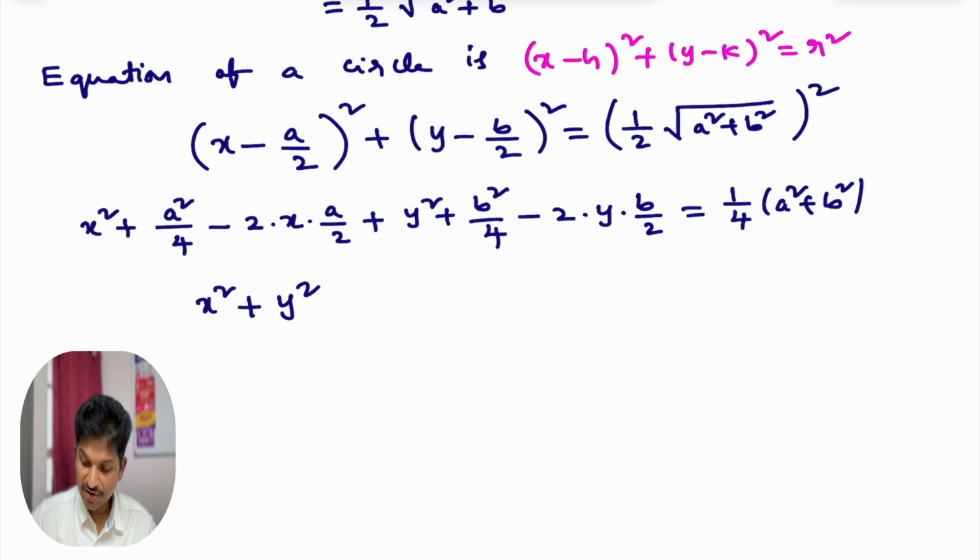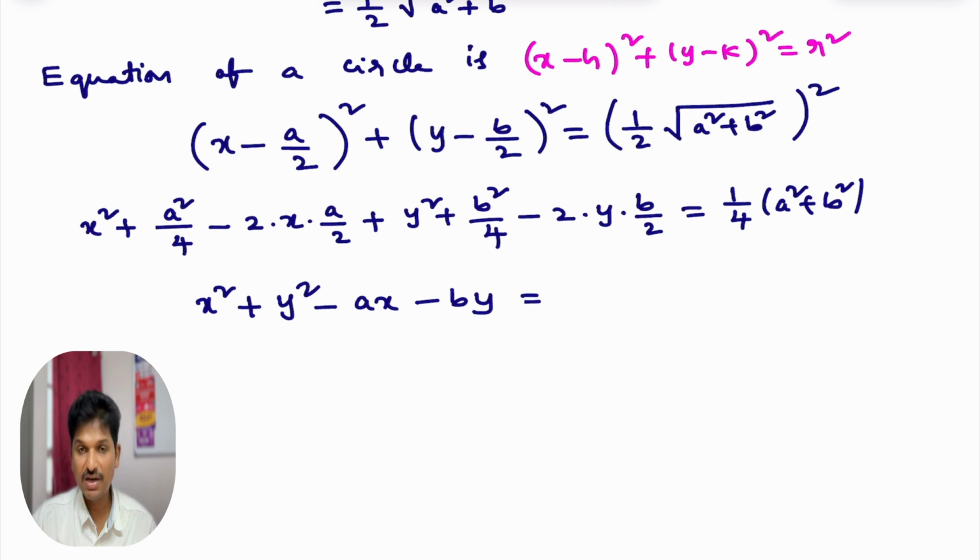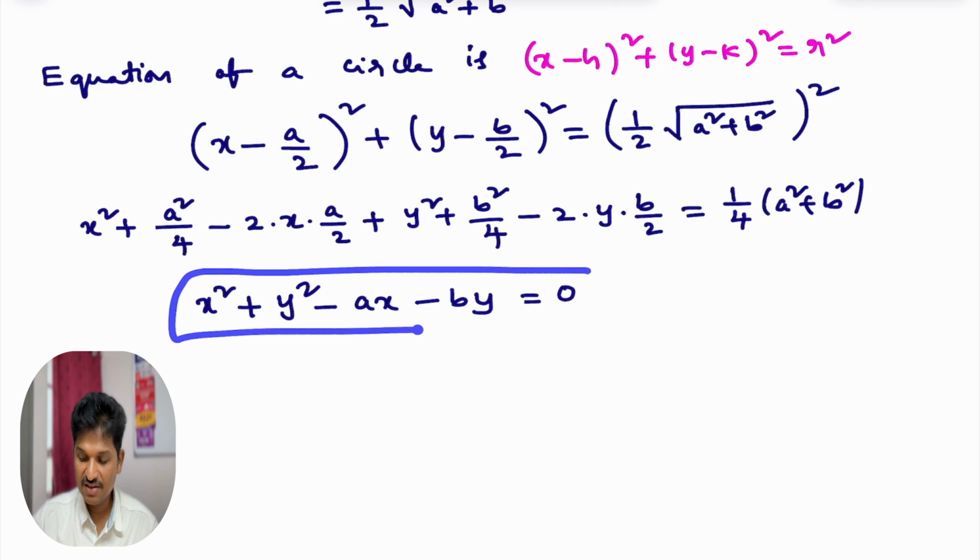Directly I am writing the first x square term, next y square term, next x term. This 2 will get cancelled, minus ax. Next y term, 2 will get cancelled, minus by. You see here, these things will get cancelled. So if we take all to the right hand side part, they will get cancelled and you will get 0. So the required equation of the circle is x square plus y square minus ax minus by equal to 0.